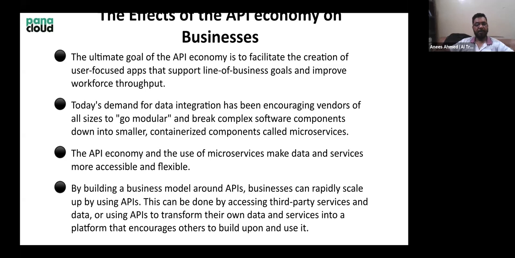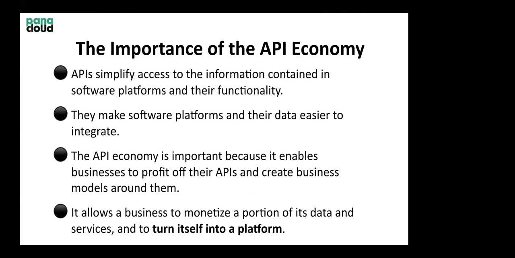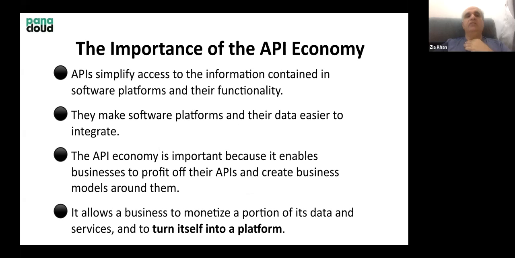Sir, any example regarding the manufacturing industry? Now, the question is the importance of the API economy. As Anis was giving an example, API simplifies access to the information contained in the Slack platform and their functionality. For example, I want to develop an application which needs information on whether the plane has landed or not. An aircraft has landed or not on the airport. That information without APIs is going to be very difficult to get. We will have to enter it ourselves and it's going to be very difficult.